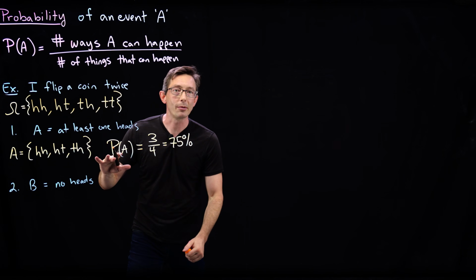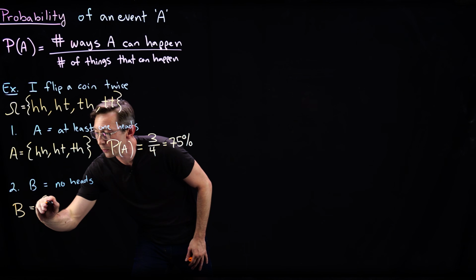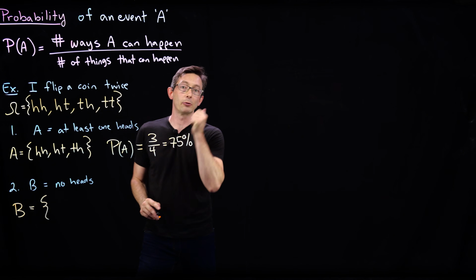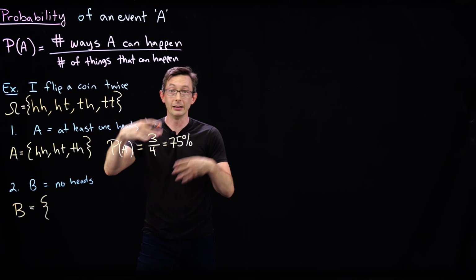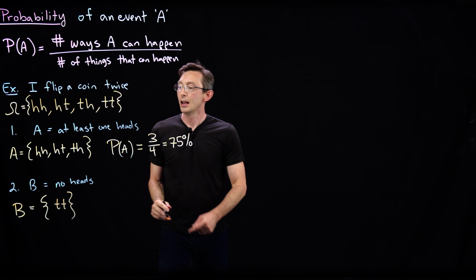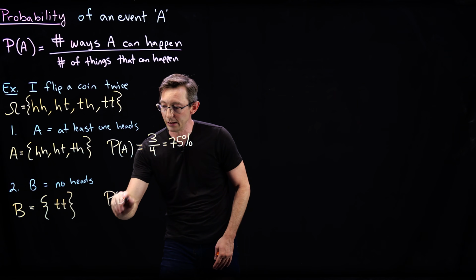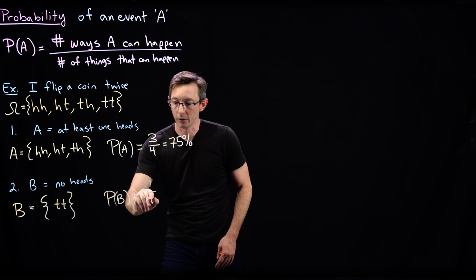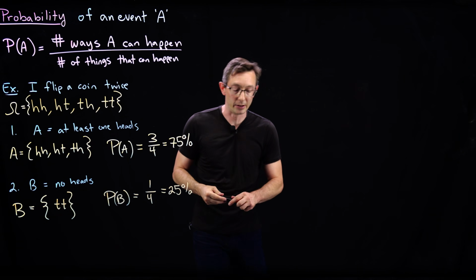Okay, what's the probability that there are no heads? Well, so this set B, there's only one element in this set, and that's if I flip 2 tails. That's the only way I don't get at least one head, is if both of the coins are tails. And that means there's only one way that B can happen. So the probability of B is 1 in 4, or 25%. Okay, really easy to compute these.